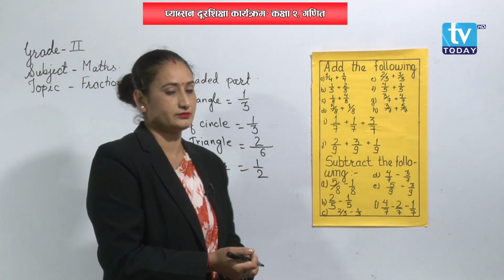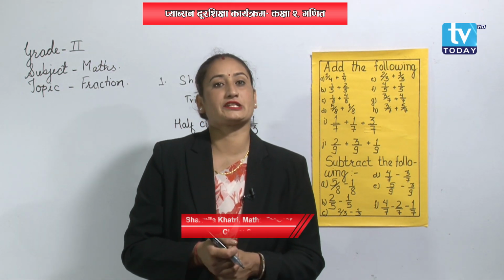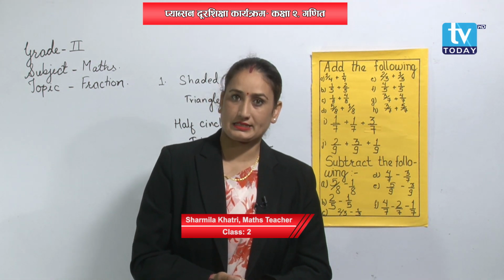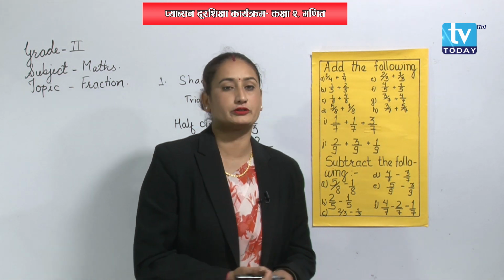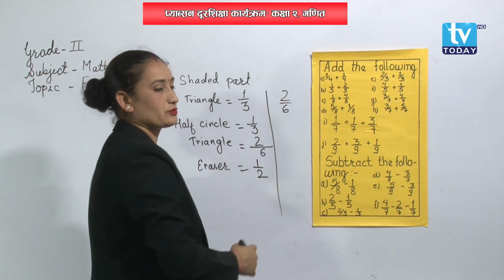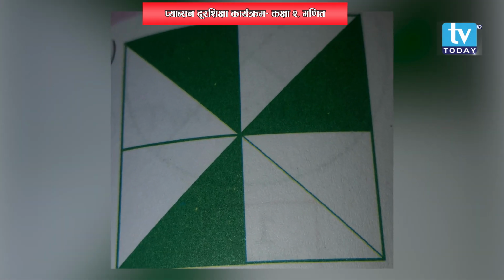Now count the parts over there. That rectangle is divided into how many parts? Altogether it's 6 parts, right? Please count. Out of 6 parts, how many parts are shaded in that rectangle? 2 parts out of 6. So can you write 2 parts out of 6 as 2/6? Yes.